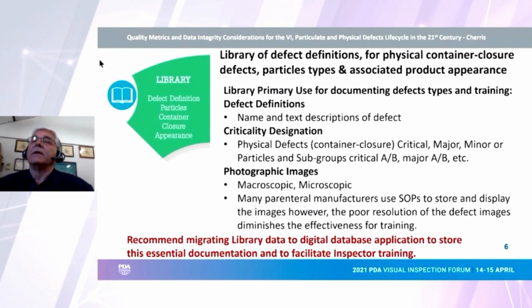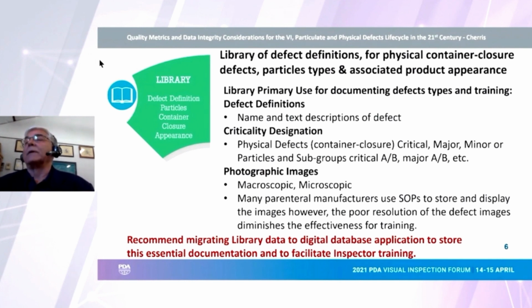Criticality designation, which describes the physical defects, container closure, critical, major, and minor categories. It also covers particles and subgroups such as critical A, critical B, major B. So we also store photographic images, macroscopic and microscopic, to display the defects. And many parenteral manufacturers use SOPs to store and display their images in their library.